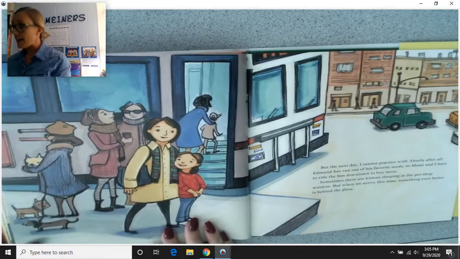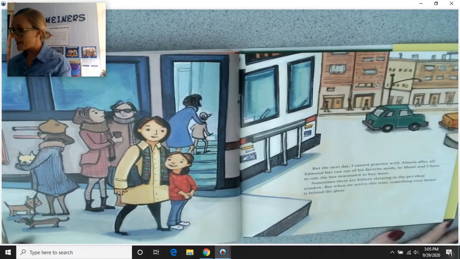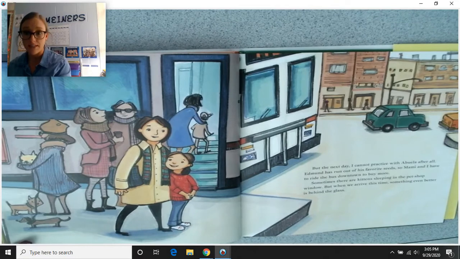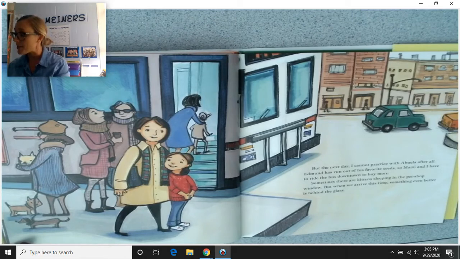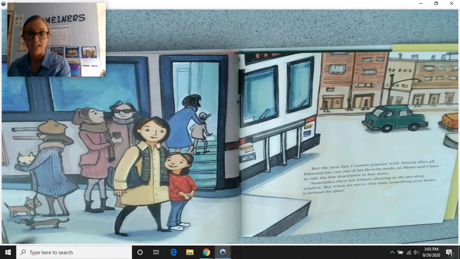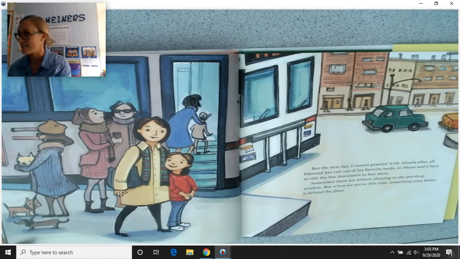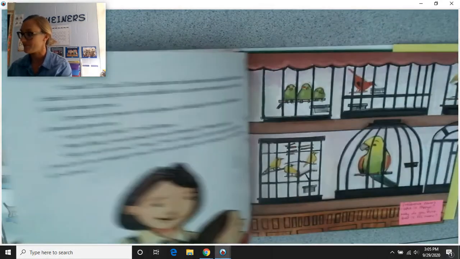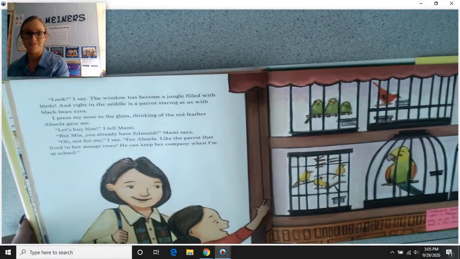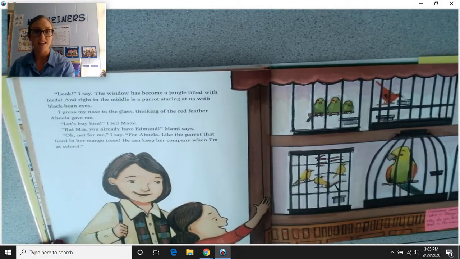But the next day, I cannot practice with Abuela after all. Edmund has run out of his favorite seeds, so Mommy and I have to ride the bus downtown to buy more. Sometimes there are kittens sleeping in the pet shop window, but when we arrive this time, something even better is behind the glass. Look, I say. The window has become a jungle filled with birds, and right in the middle is a parrot staring at us with black bean eyes.